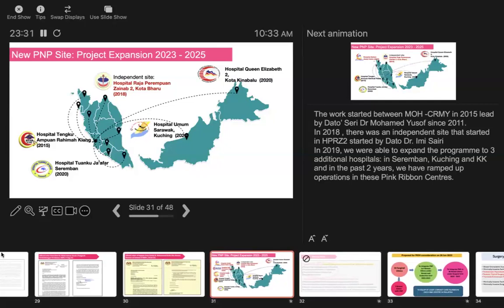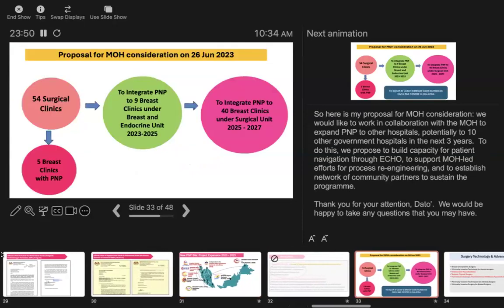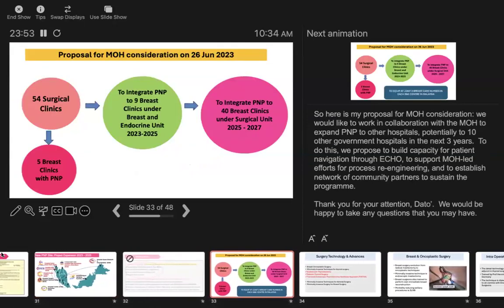So far, we have 4 established patient education program centers. We have independent staff in Kota Baru, and we are going to have an MOU with MOH as well as Cancer Research Malaysia, Sultan Abdul Halim Kedah, Pengiran Muda Bainun by this year, and Hospital Kuala Lumpur as well. For the MOH proposal, we have about 54 surgical clinics, and 5 breast clinics with the patient education program, where we would like to integrate this project into all 9 breast clinics under the breast endocrine unit from last year until next year.